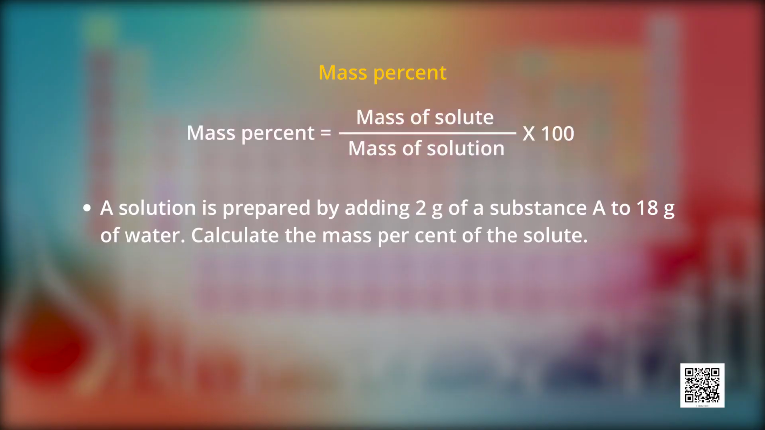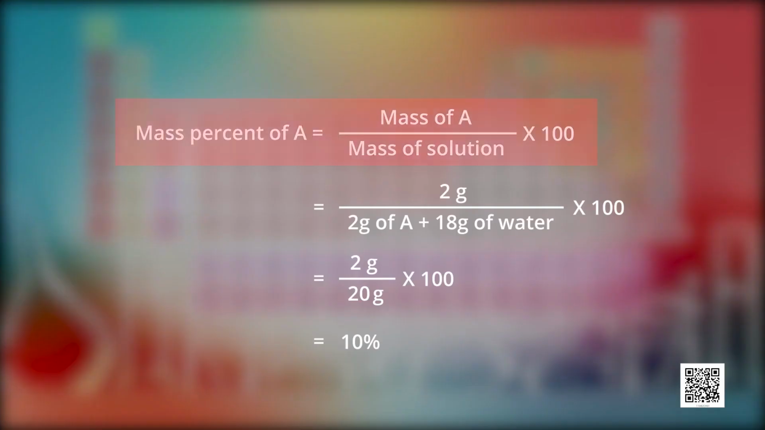Mass percent can be calculated when mass of solute is divided by the mass of solution multiplied by 100. Now let us solve a numerical to make our concept clear. A solution is prepared by adding 2 gram of a substance A to 18 gram of water. Calculate the mass percent of the solute. Here you can see we know the formula of the mass percent. So if we want to calculate the mass percent of A, we will write mass of A divided by mass of solution into 100.